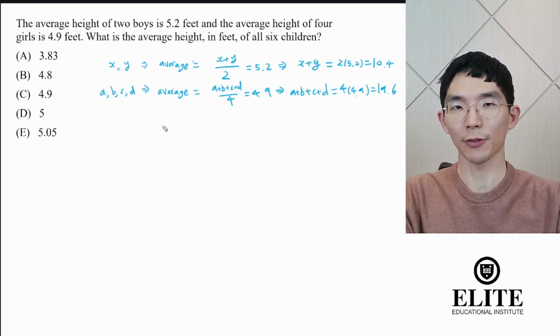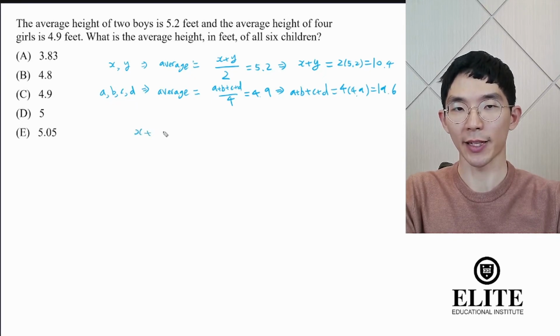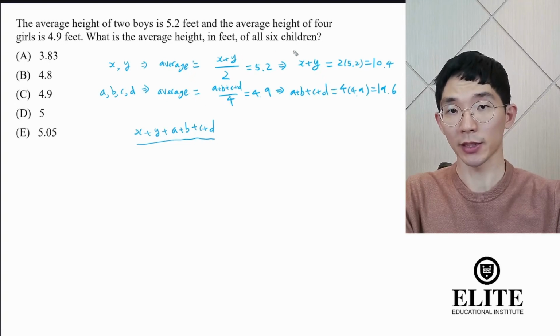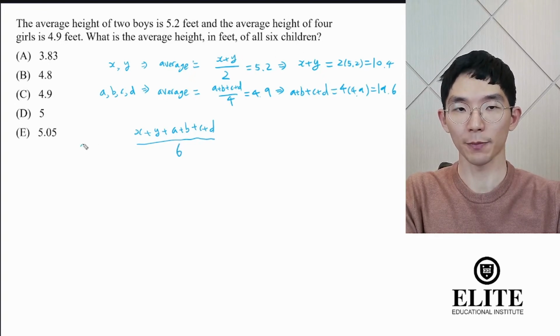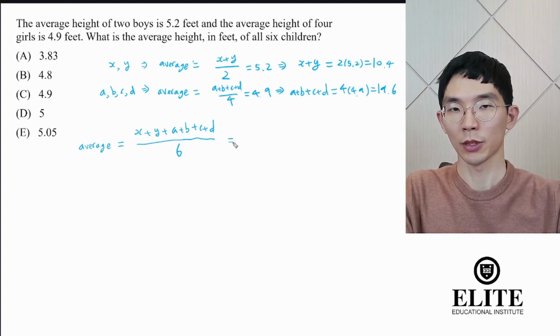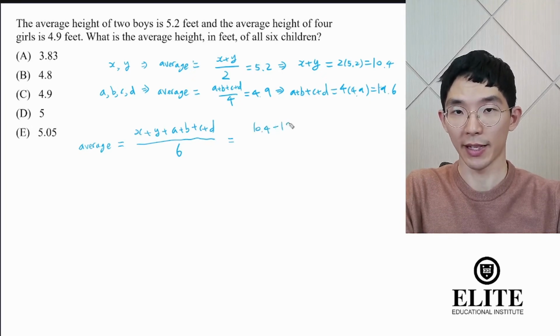So finally, they asked the question, what is the average height in feet of all 6 children? In order to get the average height of all 6 children, what do I need to do? I need to take x, y, A, B, C, D, and add them all up. And then I need to divide it by the number of data values, which is the same thing as the number of all children, which is 6. So that becomes my new average for all children. So how do I figure out the total heights? I already know the total heights for boys and for girls. So all I need to do is add them up, then finally divide it by 6.